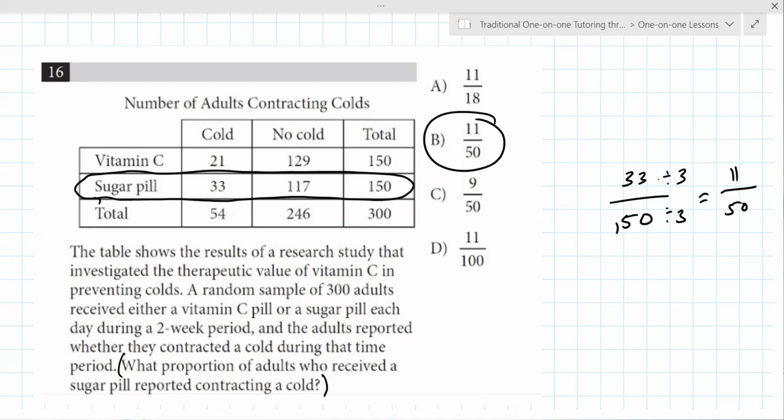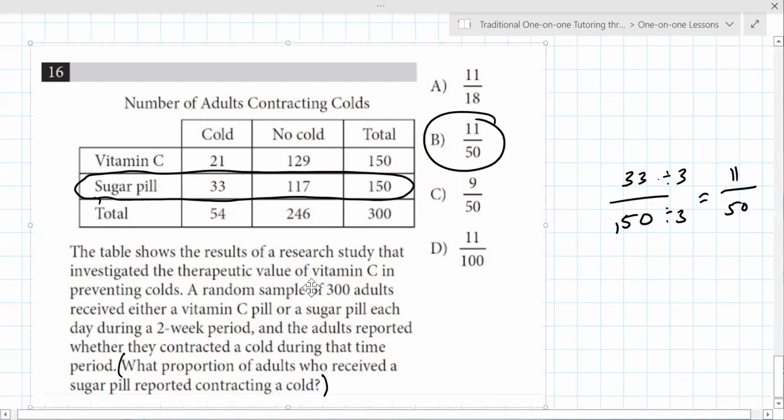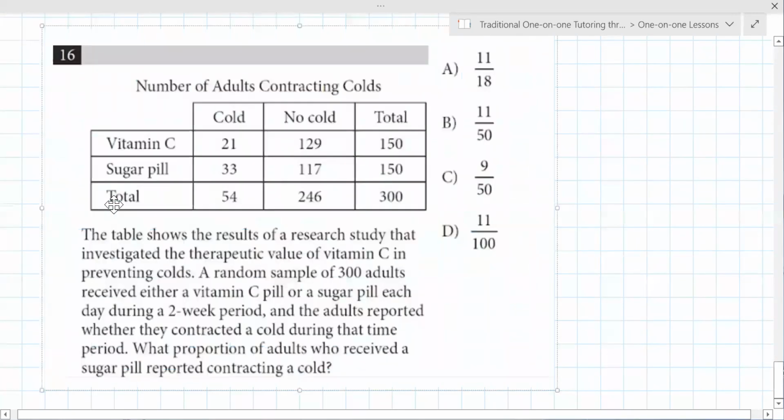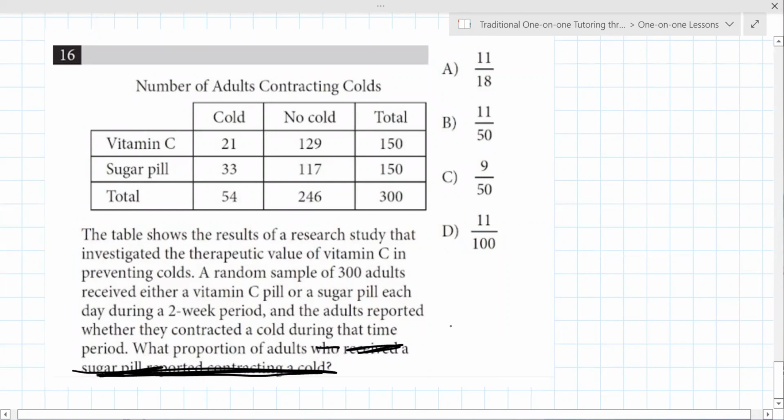Okay. Now let me give you this problem again, but asking you for a different question here. Okay, so what proportion of adults who... I guess none of these answers are, all right, never mind. We'll move on to another question.